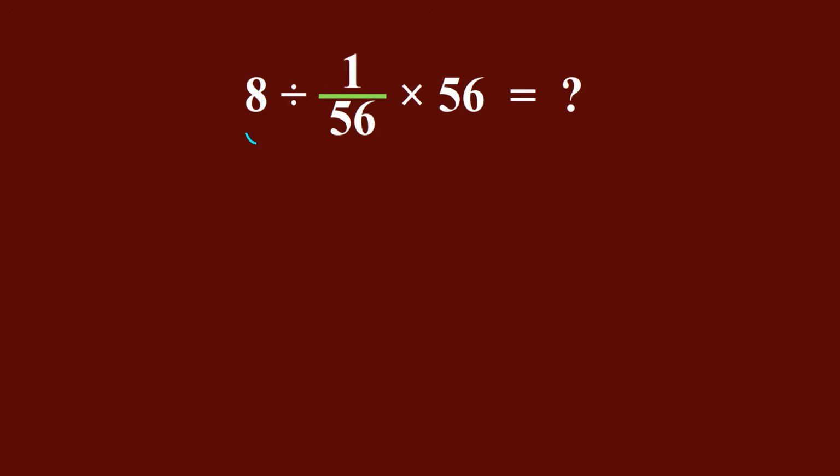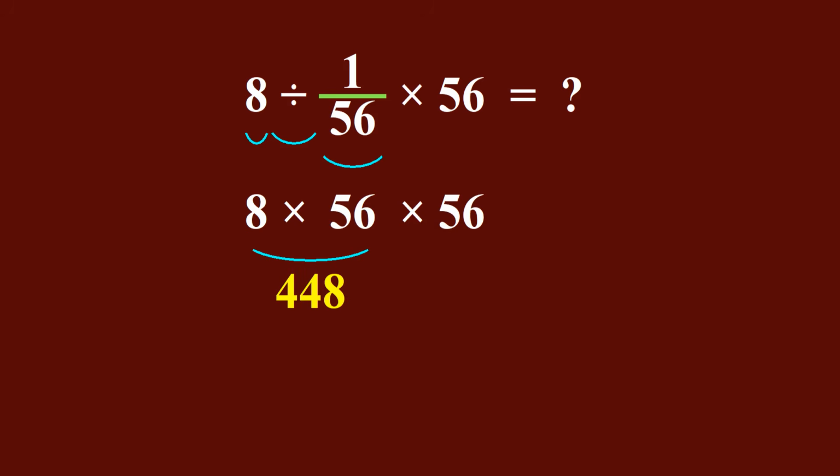8 divided by 1 over 56. To do this division, write down the 8 and change the division to multiplication and flip this fraction to 56 over 1, which gives 56. And here again we have times 56. 8 times 56 gives us 448.